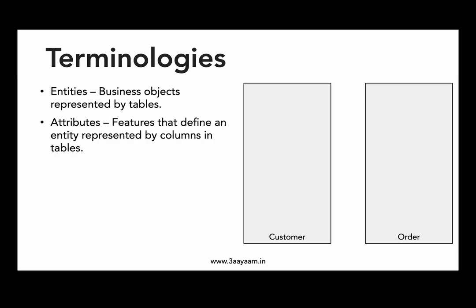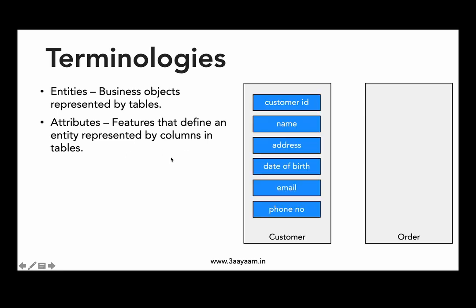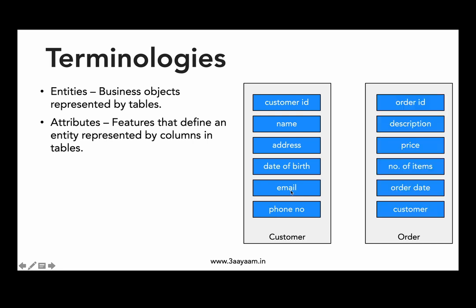Now the next term is attributes. So what are attributes? These are the features that define an entity. To give you a simpler definition, attributes are nothing but columns in a table, as simple as that. Now in business terminology, we call it attributes, but in the technical term, we call it columns in tables. For example, customer table has customer ID, customer name, address, date of birth, email and phone number. These are the attributes of customer entity, but actually these are columns of customer table. So if you see, the entity is directly getting mapped to a table and attributes are directly getting mapped to columns.